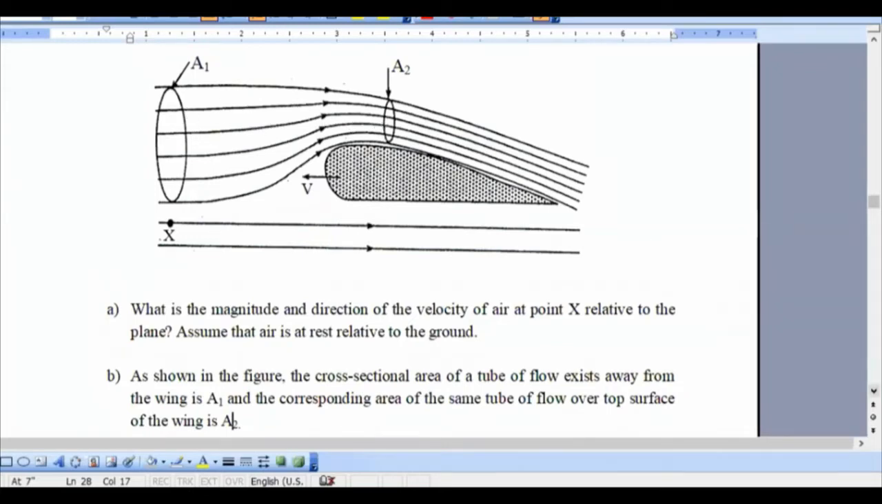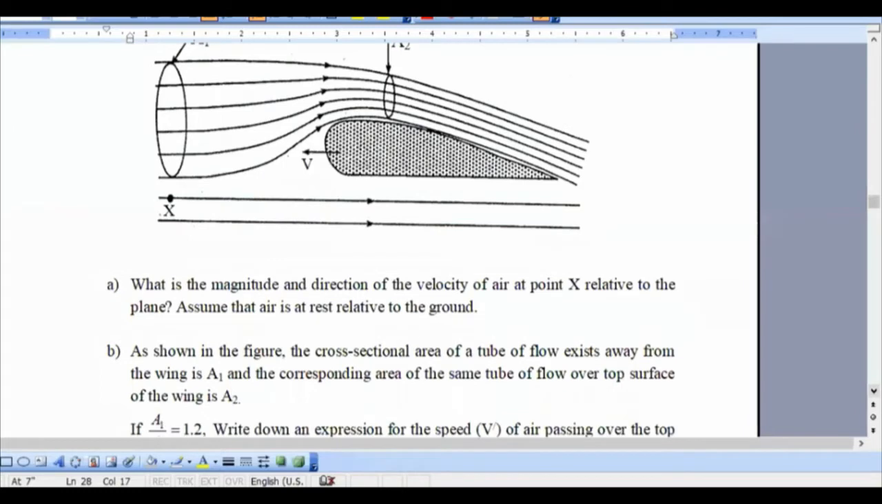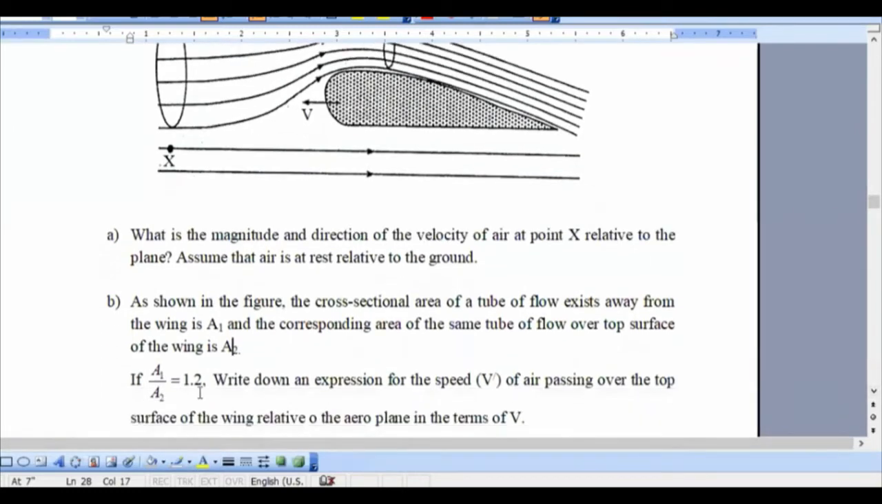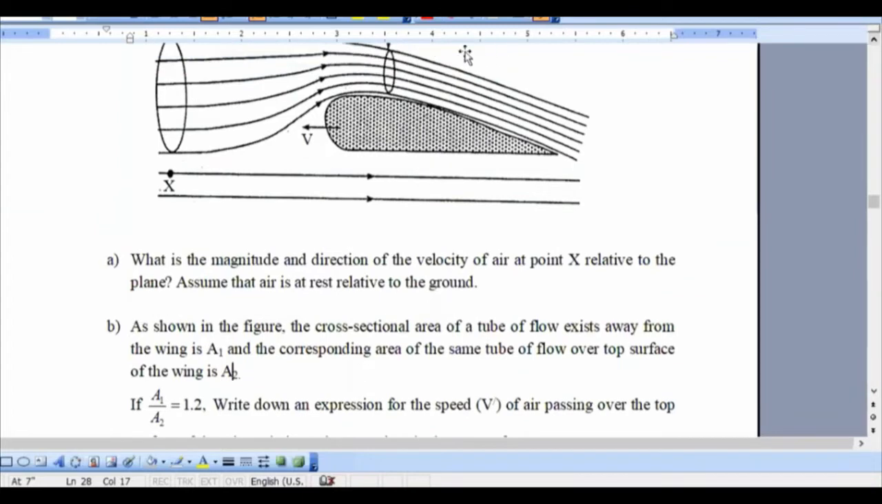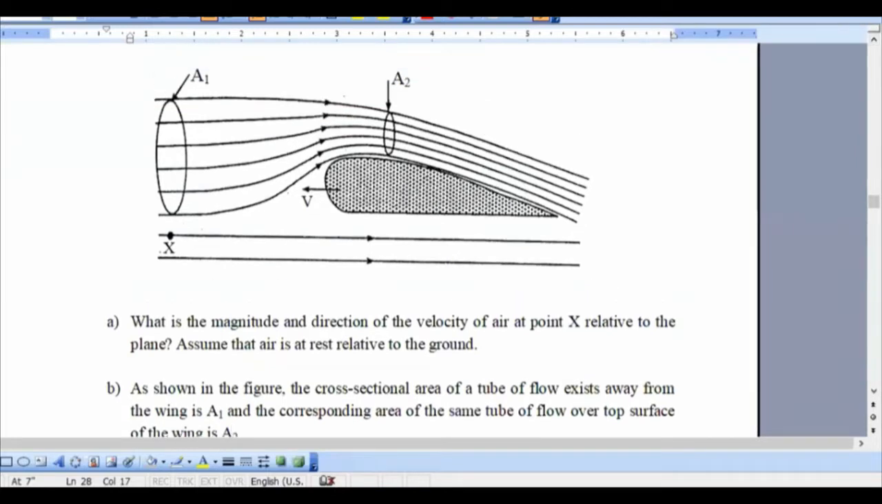The question asks us to find the velocity of air particles at the cross-section A2. They have given the relationship between A1 and A2: A1 divided by A2 is given as 1.2. The velocity of air at A2 is given as V dash. It will be easy if I draw the figure and explain, so let me draw it.